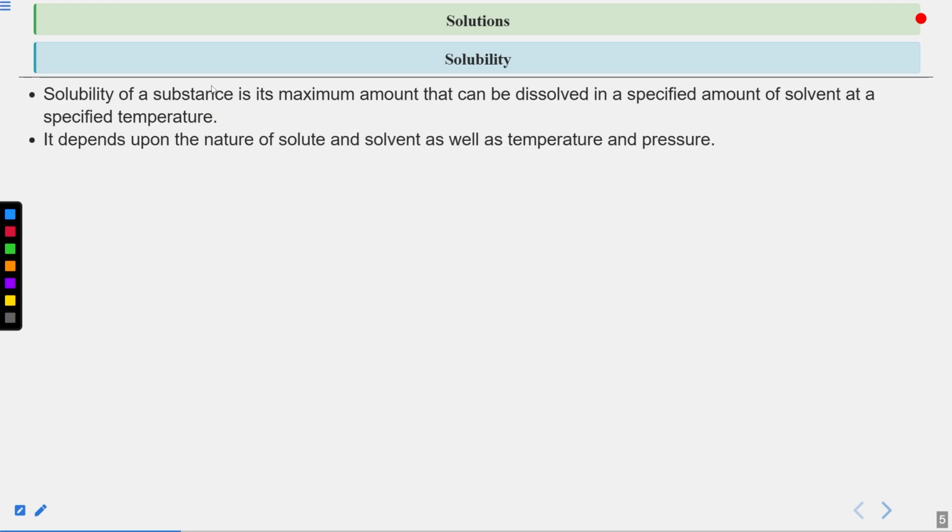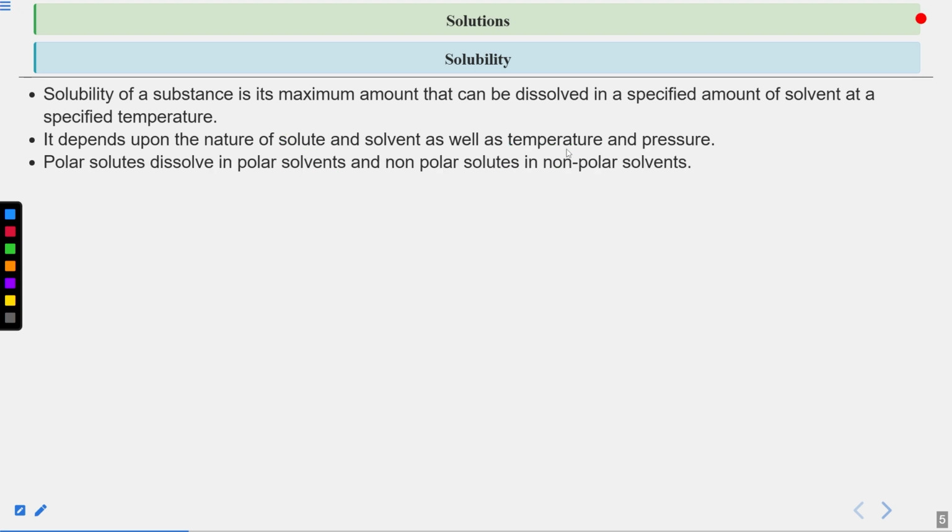Now, the solubility depends upon the solute and the solvent both, meaning their nature. Are they polar? Do they have the ability to do hydrogen bonding within themselves? All of these factors contribute towards solubility. And regarding the external factors, it depends upon temperature and pressure both. We will study temperature and pressure one by one.